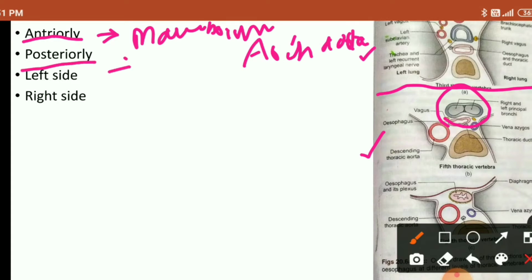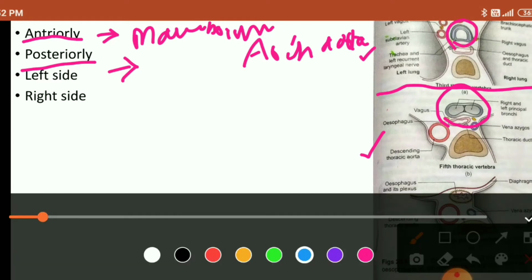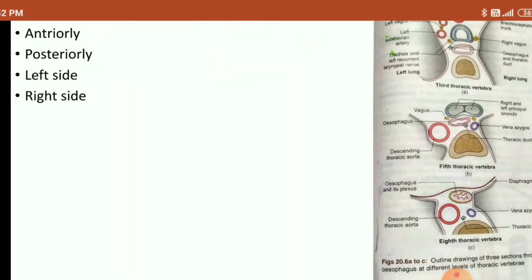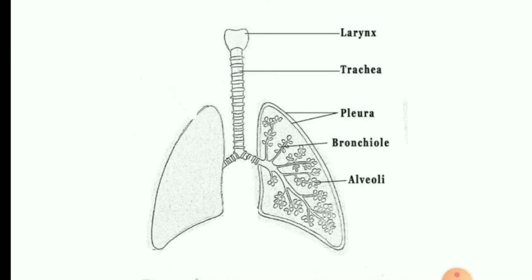Structures present posteriorly, you can see if this is the trachea, then just posteriorly to it you are having esophagus. So posteriorly we are having esophagus, and it is very obvious that behind the esophagus we are having vertebral canal. Okay. Then on the right side and on the left side. So before discussing the right side and left side, I just want to draw your attention to one diagram where we are drawing the structures related to the right and left side of trachea.